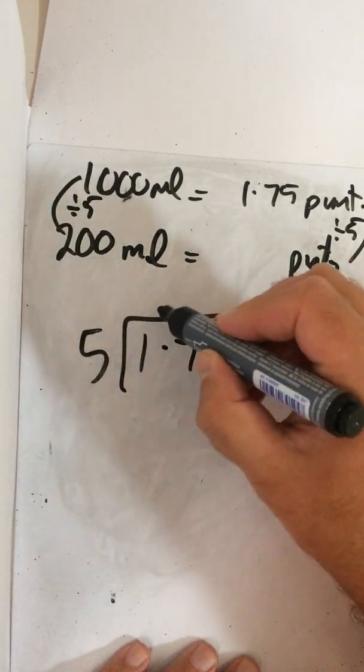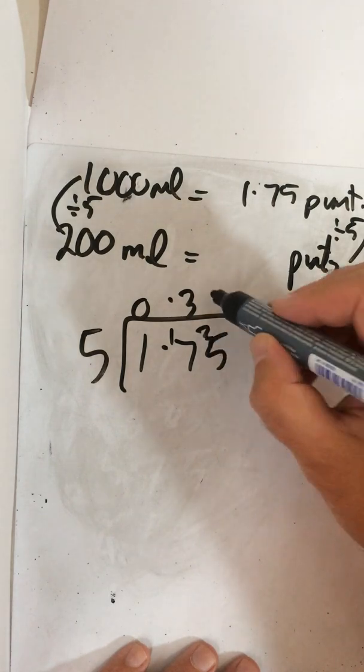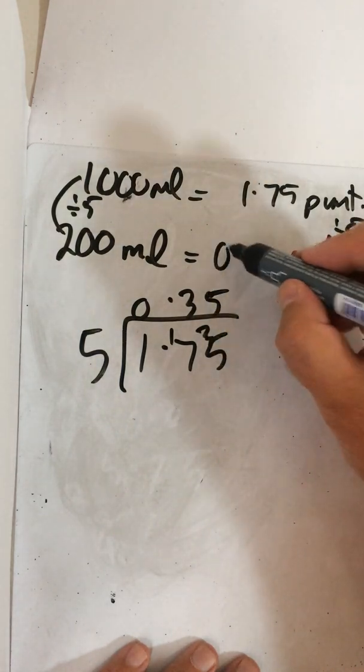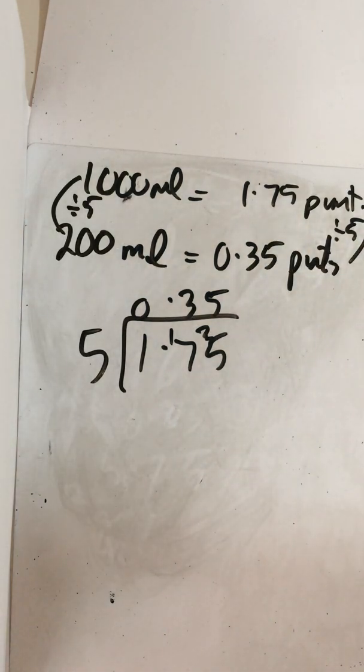1.75 divided by 5. 0. Carry the 1. 3. Carry the 2. So it becomes 0.35 of a pint. Is that right? Yeah, okay.